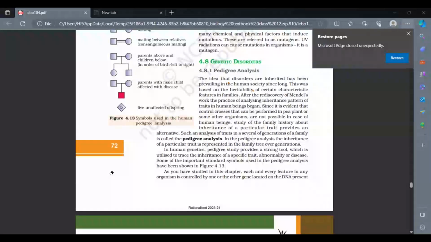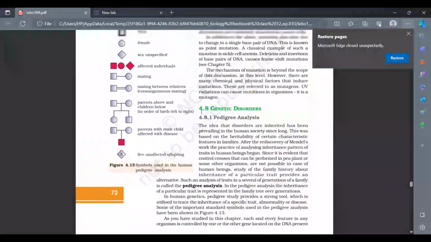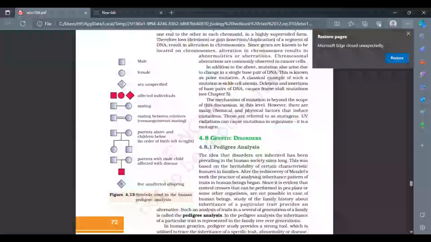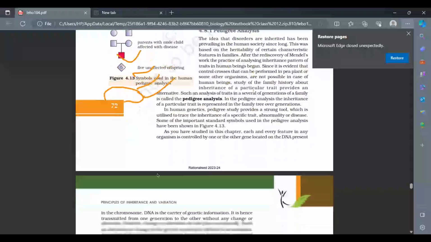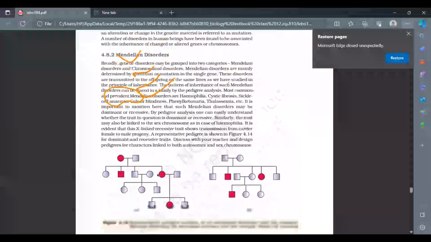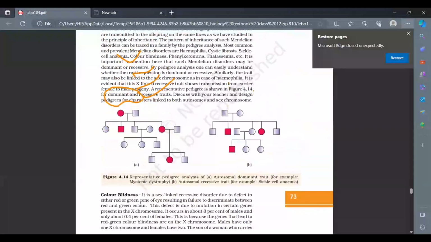For the pedigree analysis, you need to remember that there are certain symbols. If you look at these symbols in front of you, the box is given for male, and there are female, the unspecified sex, and the affected individuals. When you are coloring the individuals, it shows the affected individual. Generally, 2 pedigrees are given in your NCERT, and I'll refer to these 2 pedigrees.